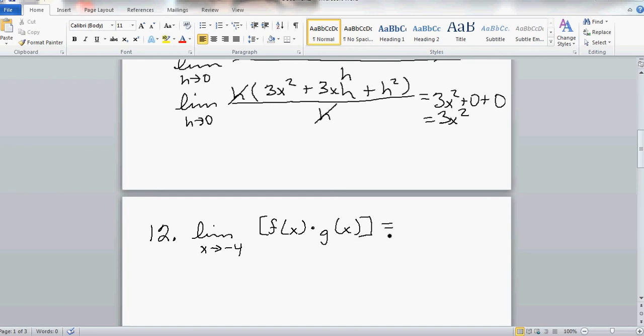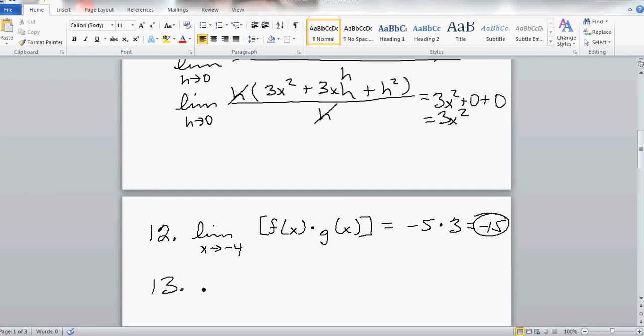Well, limits follow pretty much the same rules as any other sort of function that we've seen in years past. So basically all we're going to have to do is take, okay, what's the limit as x approaches -4 of f of x? Well, according to the problem, that's -5. Times, what's the limit as x approaches -4 of g of x? That is 3. -5 times 3 is -15. And that would be the answer to number 12.